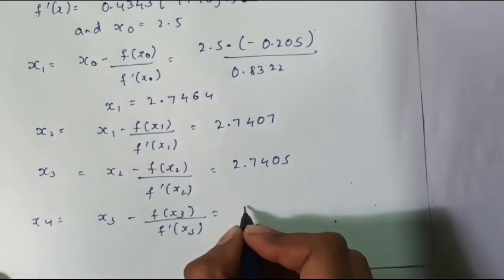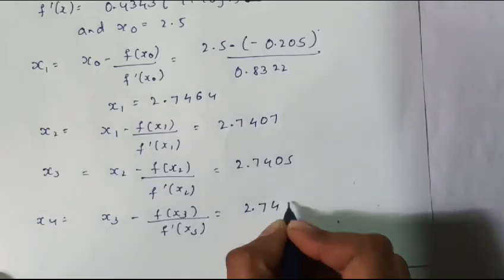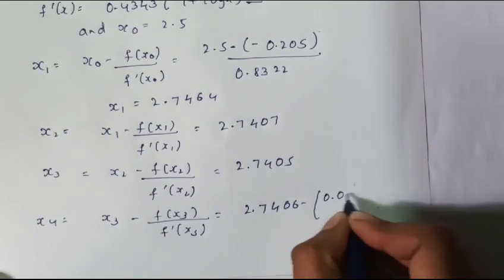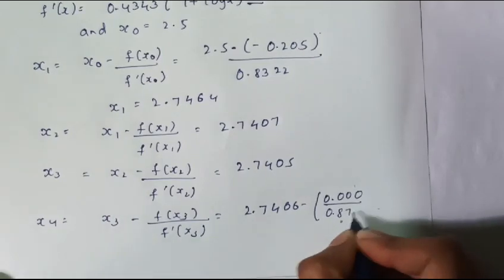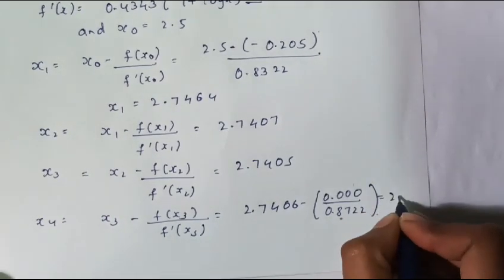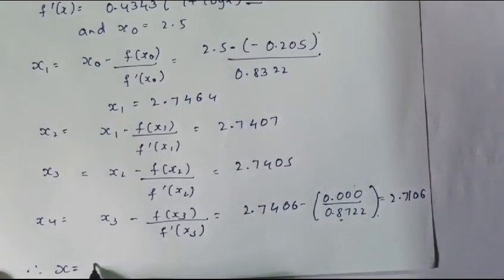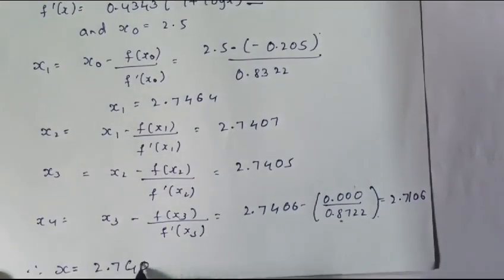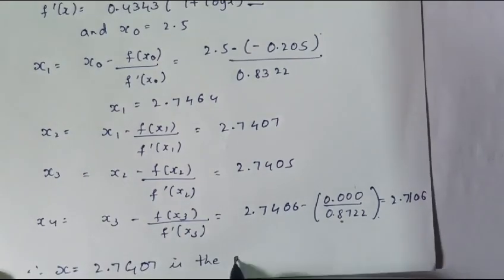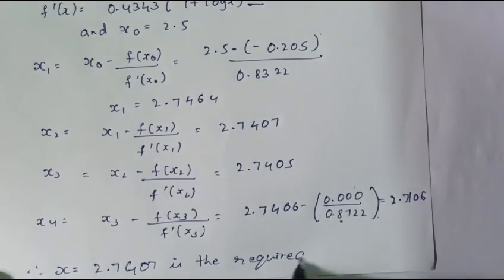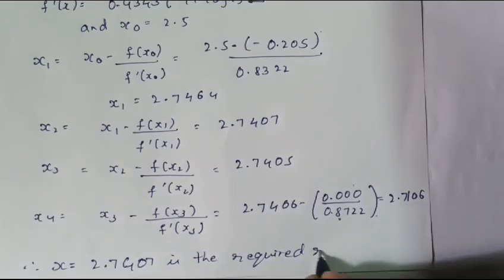The value is 2.7406 minus 0.000 divided by 0.8722, which is equal to 2.7407. Therefore x equals 2.7407 is the required real root.